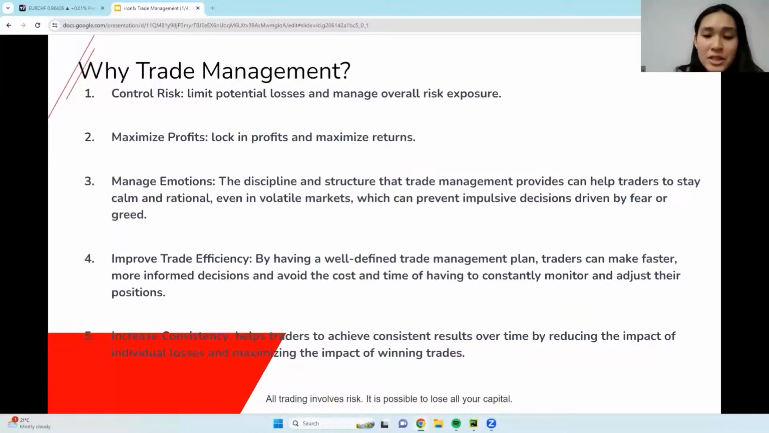Lastly, we have to increase consistency. Effective trade management helps traders to achieve consistent results over time by reducing the impact of individual losses and maximizing the impact of winning trades.